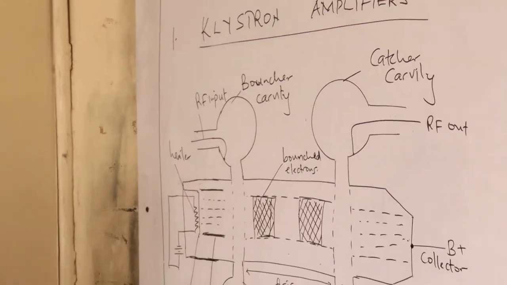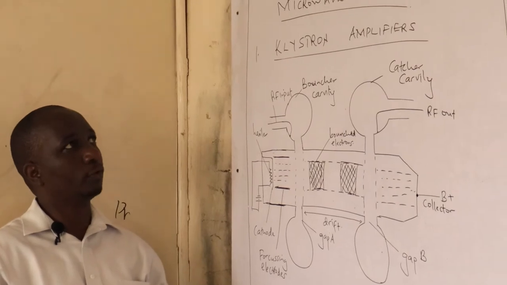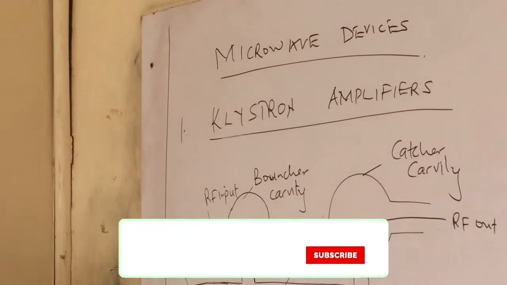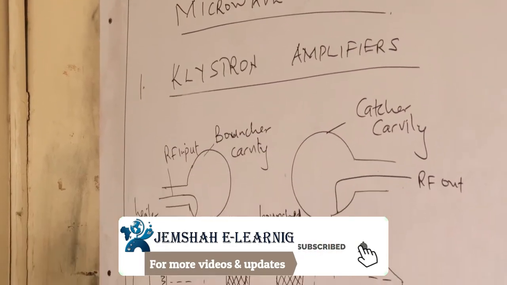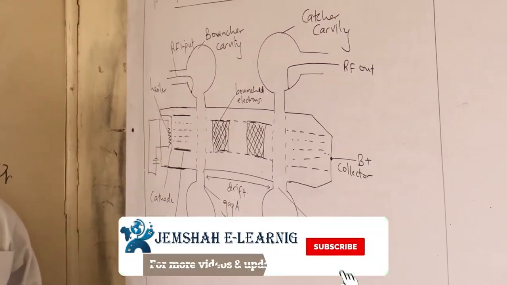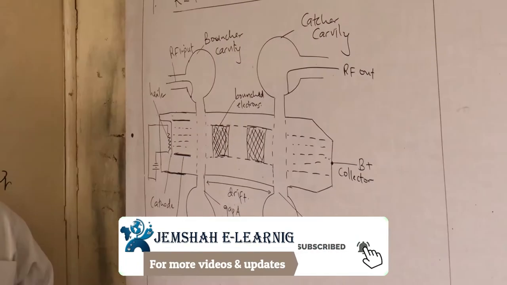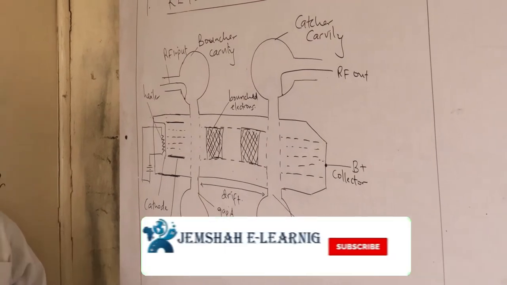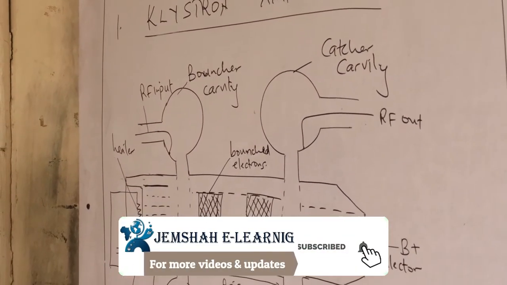So once again, we are going to proceed with our lesson, and today we are going to deal with microwave devices, a continuation of the waveguides topic. And these are the areas where we are going to be having the components that are associated with microwave frequencies. So the first component of the device we want to deal with is the klystron amplifier. And this is the diagram that we'll basically be using for the klystron amplifier.